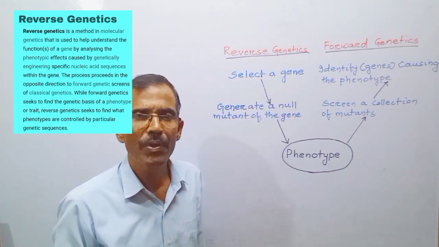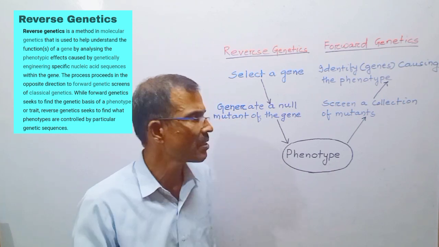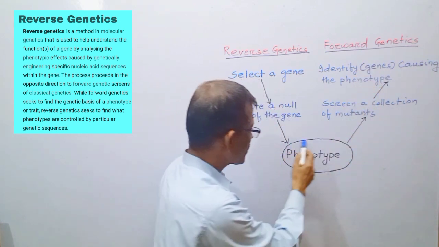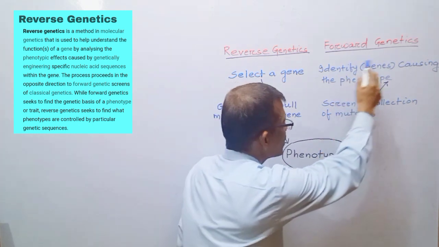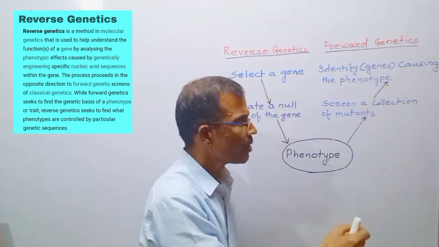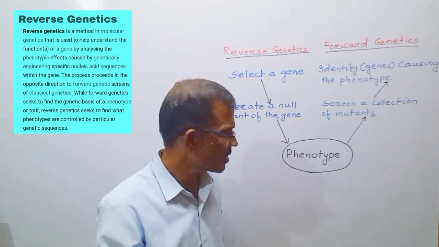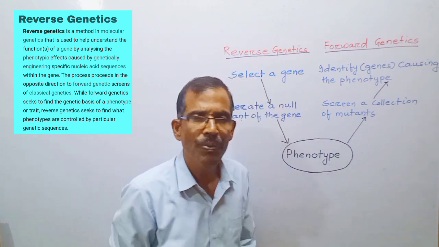Another concept which is related to, and older than, reverse genetics is forward genetics, which starts with selection of a phenotype of interest and ends with identification of the gene that causes the phenotype. So forward genetics is based on phenotype to gene approach.